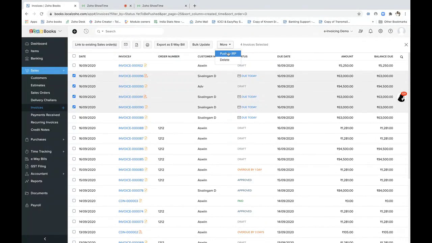So once you choose this push to IRP button, what happens? The IRN gets generated. But what if there are some errors in this? How would we handle this? If we create a single invoice, yes, the error is popping out there for you. But now how would this be handled?